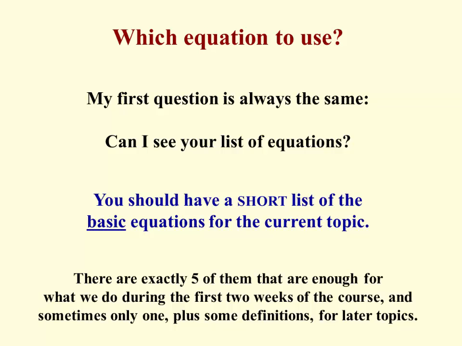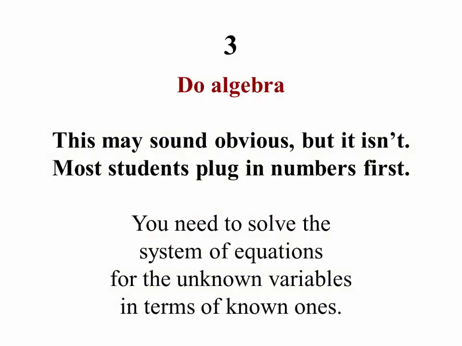Next, what equation should I use? Again, my first question is always the same. Can I see your list of equations, the equations that you're using to do this class of problems, this topic? You should have a short list of the basic equations for the current topic. For example, for kinematics, there's 5 of them that are enough to do everything that we do in the first 2 weeks of the semester. And later, sometimes only 1 equation and a couple of definitions. So when you're in a particular chapter, there's only 1 equation that you need to learn that's new. And if you always start from that 1 equation, you have very little to learn except how to solve problems.